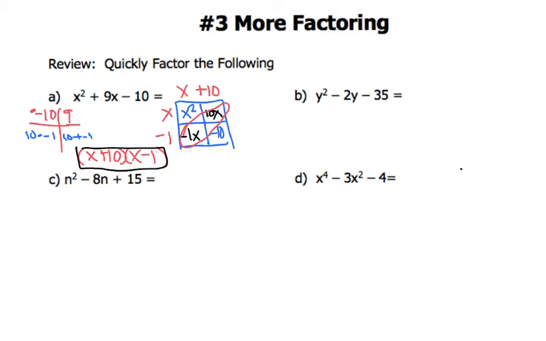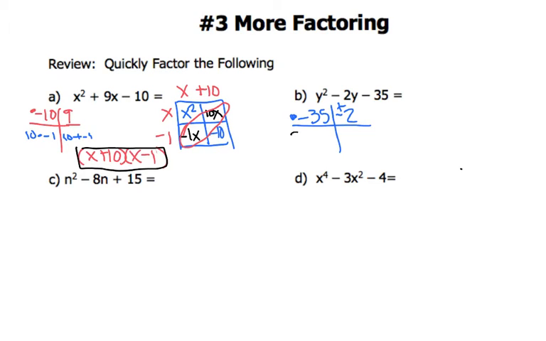Next example. Same concept. Don't let the letters trick you. X, y, same difference in this case. So we got y squared minus 2y minus 35. I need two values that will multiply to -35 and add up to -2.